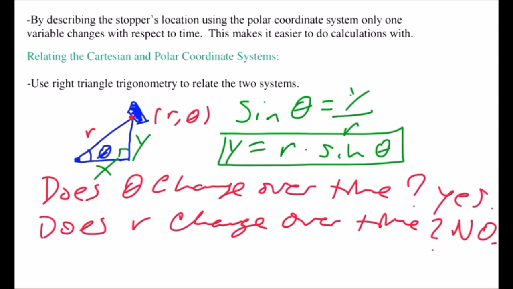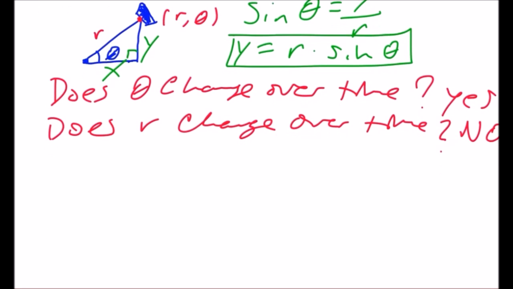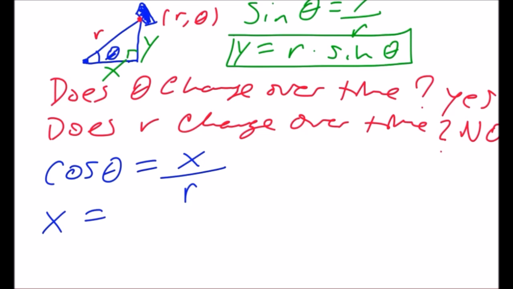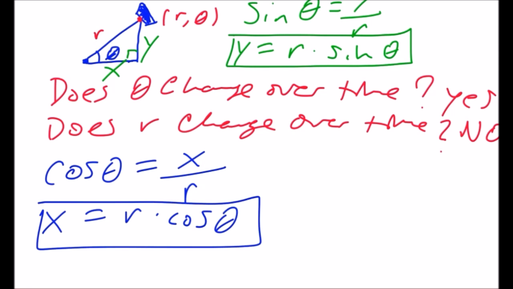Okay, so that gives us the y one. Now let's talk about the x one. What can I do to get my side x? Garrett? Cosine. Very good. So the cosine of theta is equal to the adjacent side, which we're calling side x, over the hypotenuse. What's the hypotenuse? The radius. Very good. So that means that x is equal to the radius times the cosine of theta. This is another boxed equation.